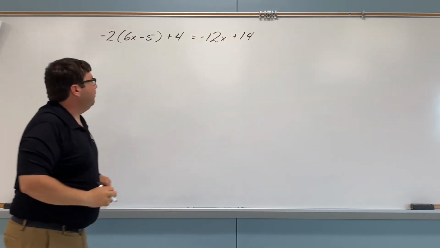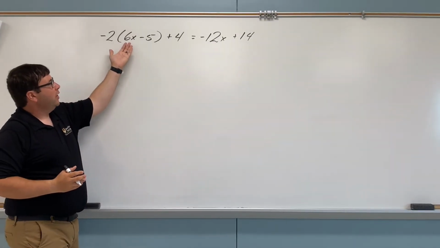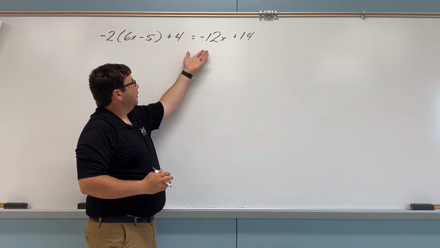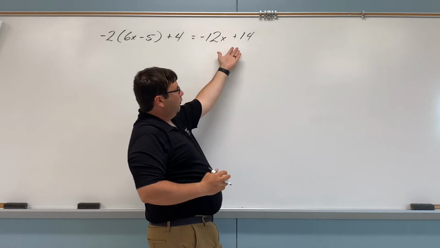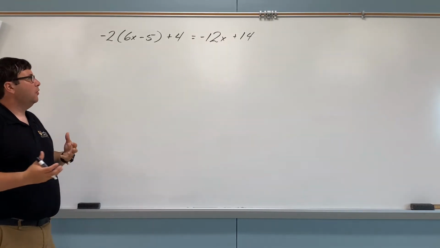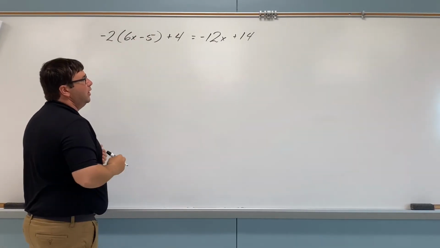Okay, so my new problem reads as negative 2 times the quantity of 6x minus 5, plus 4, and it is equal to negative 12x plus 14. So at this point, what I'm going to do is start by distributing here. Go ahead and clear that out.